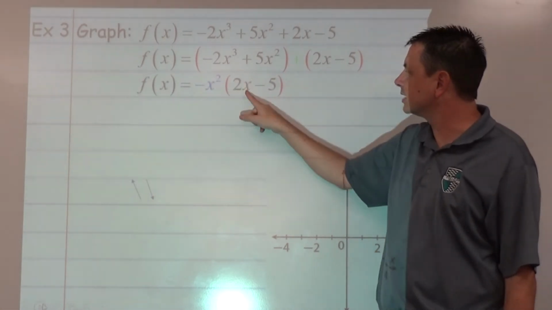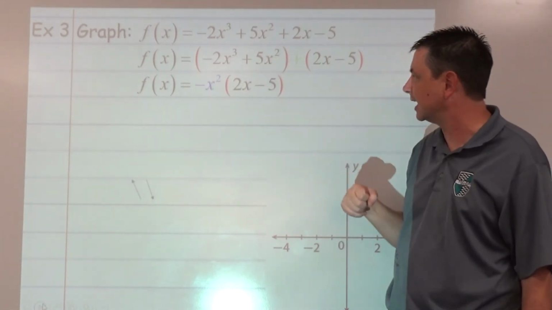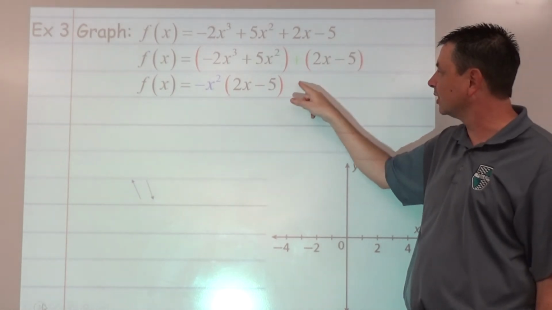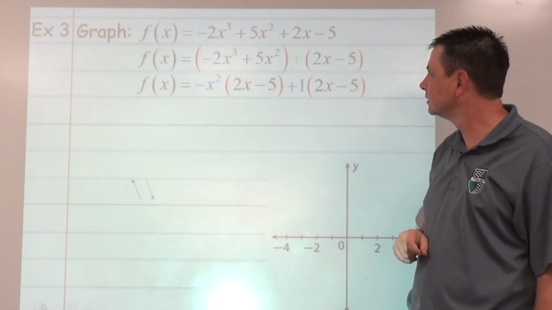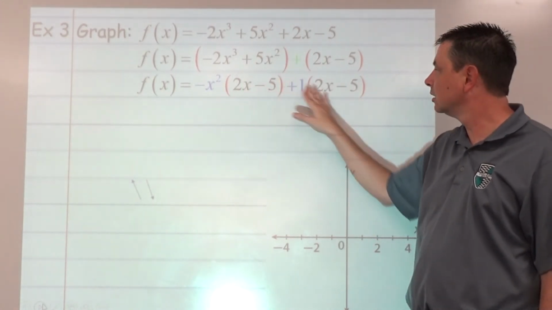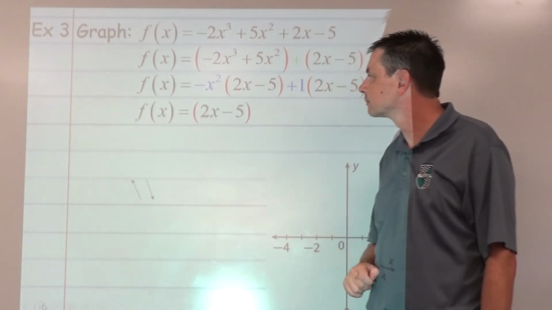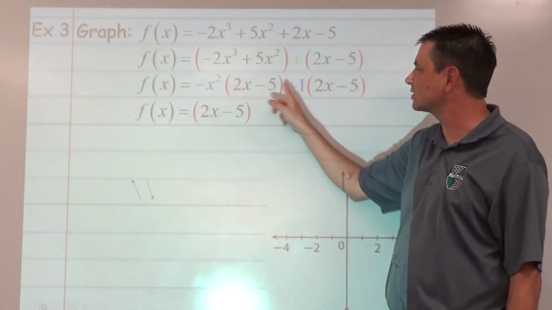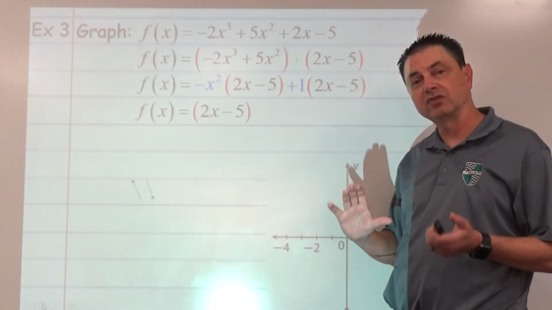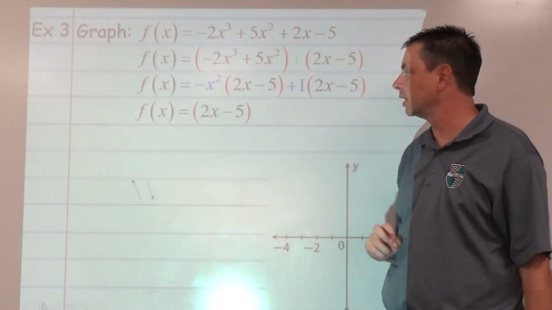So negative x squared times 2x makes that. Negative x squared times negative 5 makes that. Nothing to factor out here, so we can make that plus 1. Then we have a common factor, 2x minus 5. That can go to the front. Leftovers, negative x squared plus 1. It might be easier if we reverse that and say 1 minus x squared.